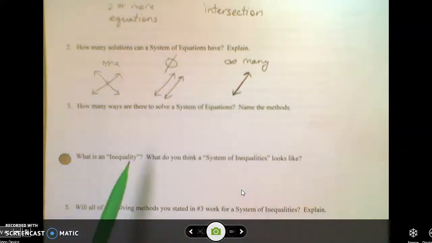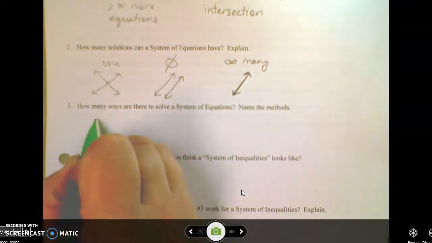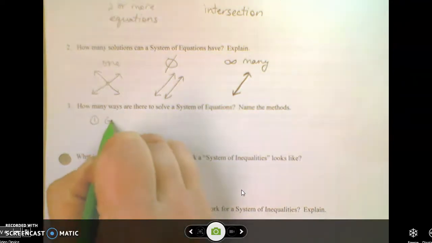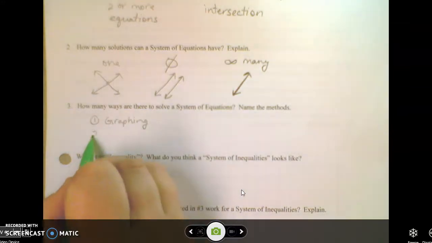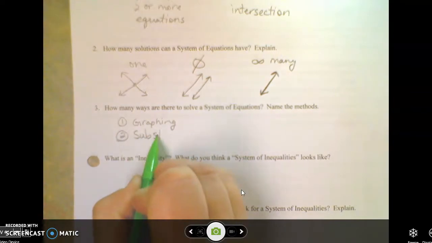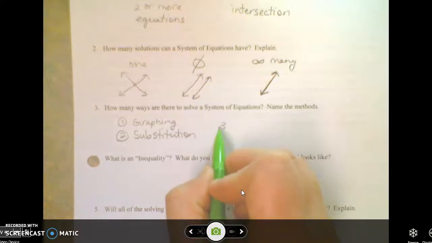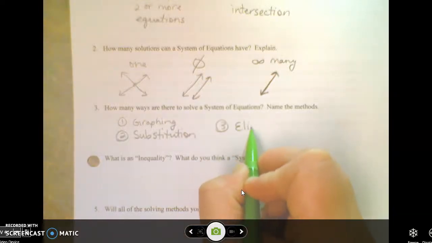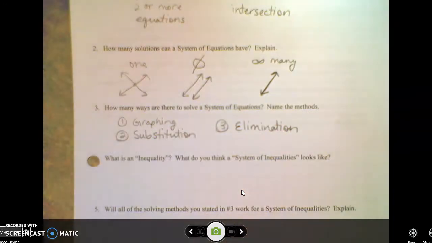Number 3, how many ways are there to solve a system of equations? Well, we've learned 3 ways. One is graphing. 2 is the substitution method. And our third method is the elimination method. Again, pause and reflect on your answers there.